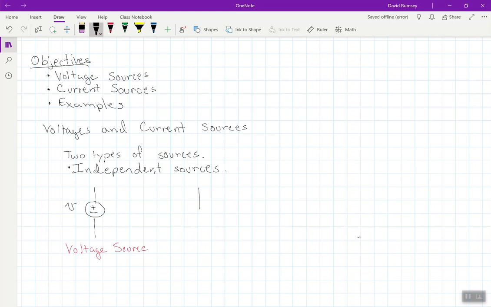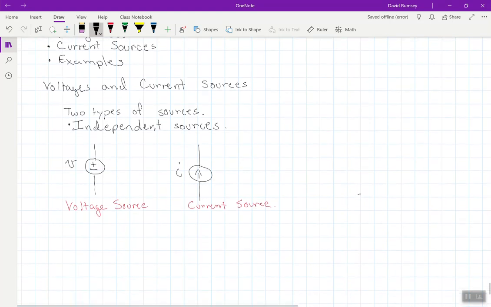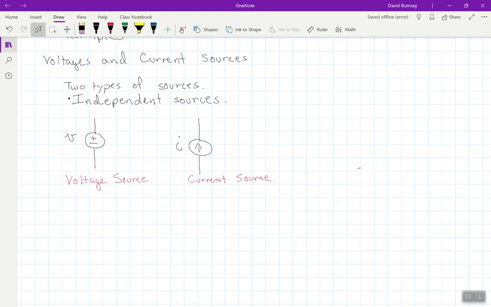And then if we do the circle but then put an arrow in it, this is simply a current source. And of course we'd have a current I. So we put a label next to them in order to determine what the voltage or current is. Now, as I said, these are the ones you're probably familiar with, because especially with voltage sources, like if you're talking about a battery, we can use this symbol to represent a battery.